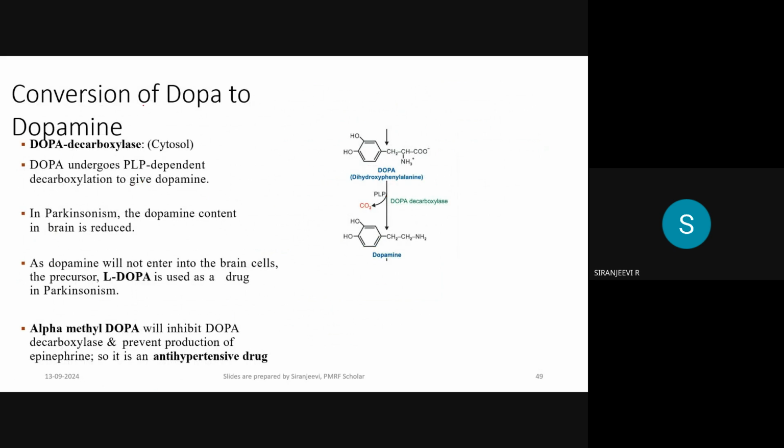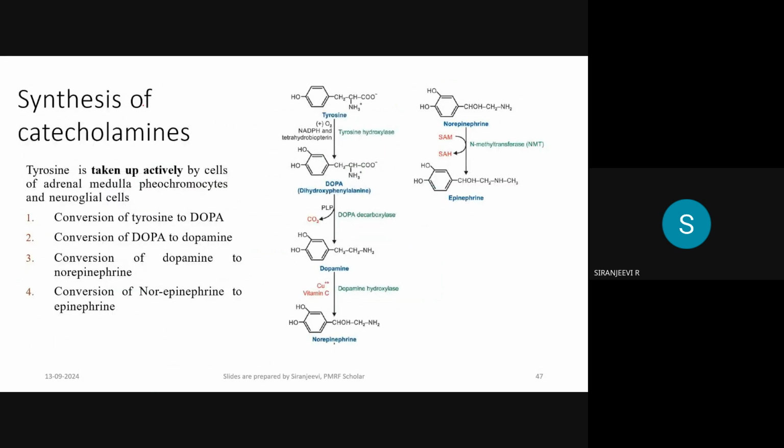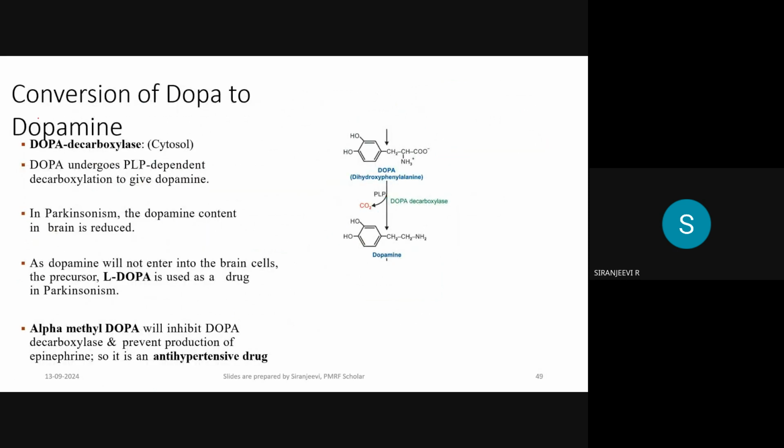Then this conversion of dopa to dopamine, how does it happen? That happens in the cytosol. Once dopa is synthesized in the mitochondria, it comes back to the cytosol, where dopa decarboxylase is present. This dopa decarboxylase, in the presence of PLP, removes one molecule of carbon dioxide, and that forms dopamine. In Parkinson's disease, the dopamine content in the brain is reduced.